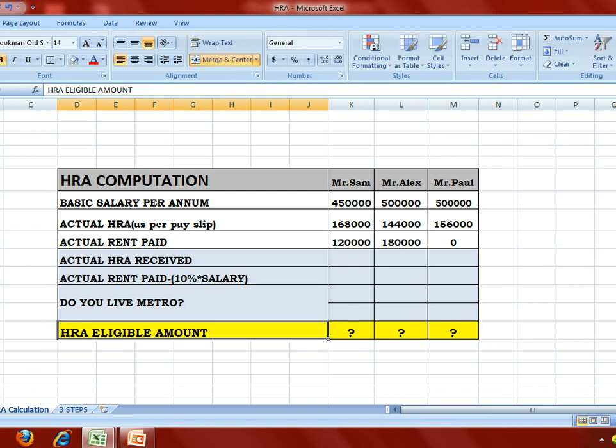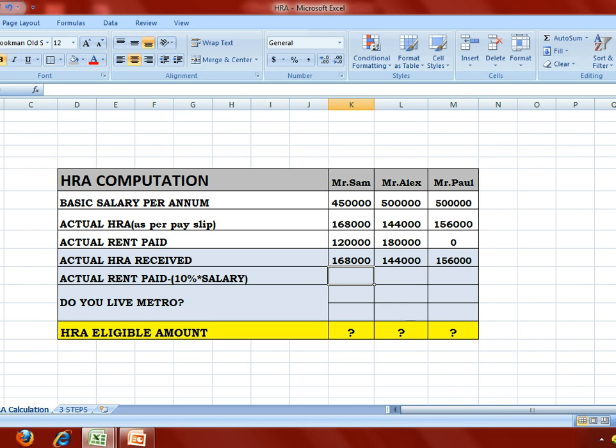Now we need to input the respective value against all these three individuals. What is the actual HRA received by Mr. Sam? 1,68,000 rupees per annum. The actual HRA received by Mr. Alex is 1,44,000 rupees per annum. The actual HRA received by Mr. Paul is 1,56,000 rupees per annum.